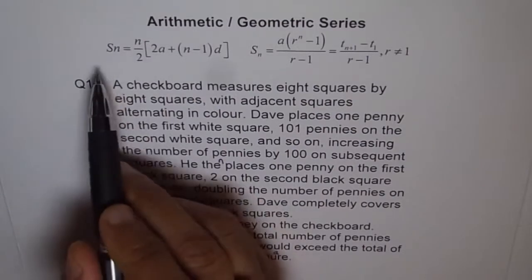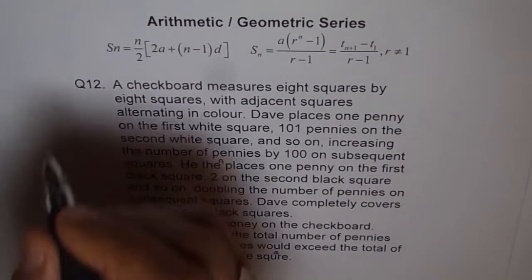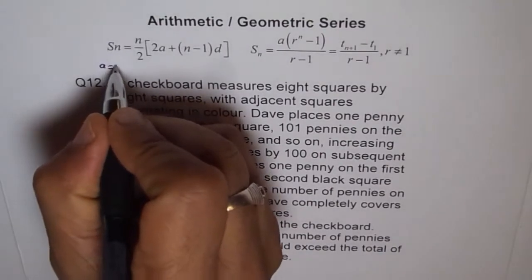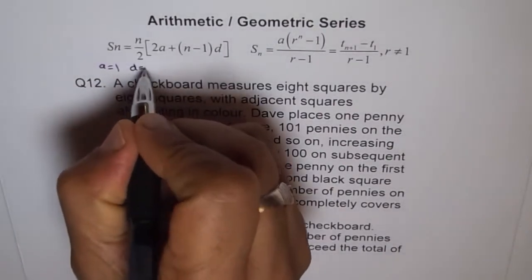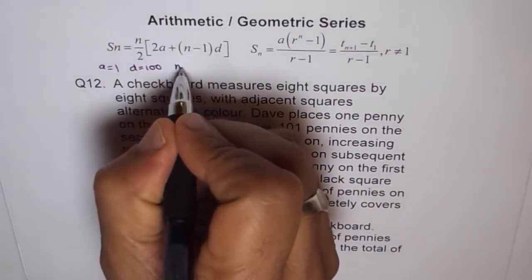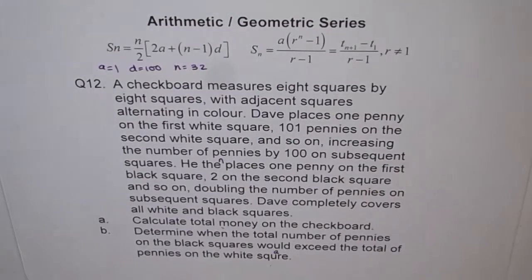So here is the formula for the sum of n terms of an arithmetic sequence. Here we know A is 1, correct? And D is 100 and n equals 32. So plug in these values and calculate your answer.